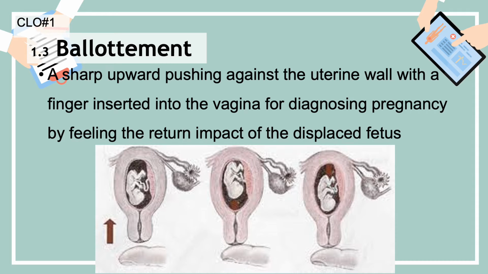Next is ballottement. This is a sharp upward pushing against the uterine wall with a finger inserted into the vagina for diagnosing pregnancy by feeling the return impact of the displaced fetus. This is as shown in the picture on the bottom part of the slide.